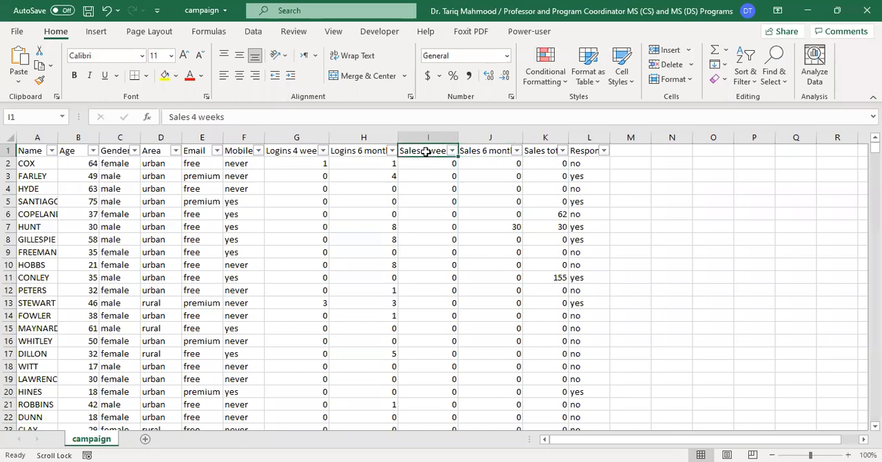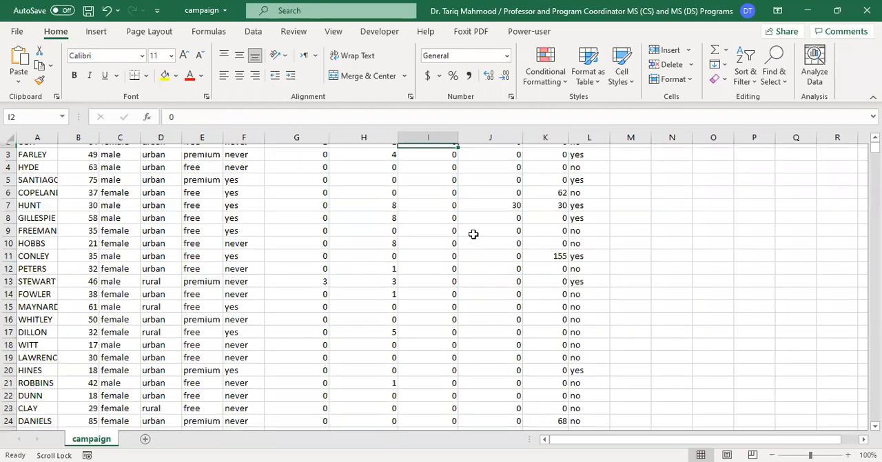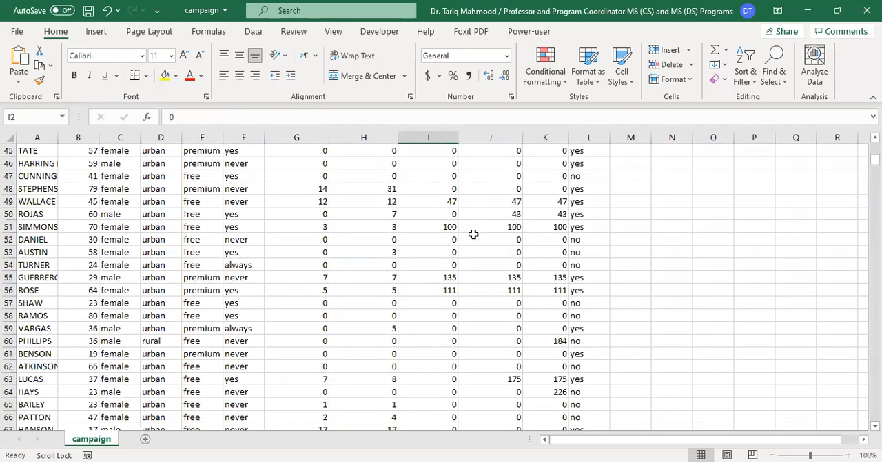So those who are coming in the last 4 weeks, they're probably more loyal customers than those who are coming in the last 6 months. And if you cannot decide, for example, this is 62, you cannot decide whether to put 62 here or here. Then you have to see the distribution of this column. Okay, you know now how to fill up the missing values.